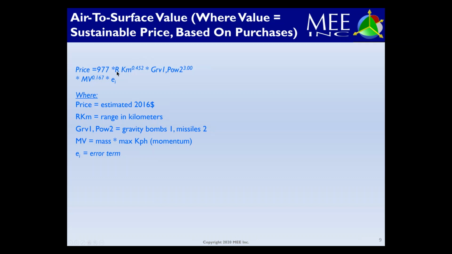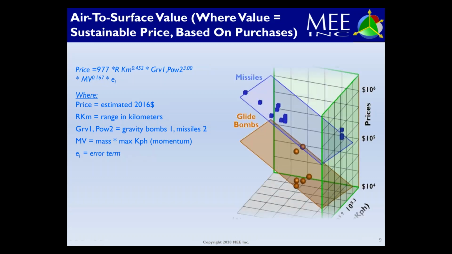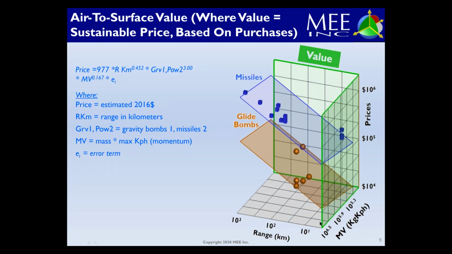It's basically 2 to the third. That's a multiplier of 8, and then a momentum term, mass times velocity times an air term. And then how that appears is like this: we have the price. There's a constant here, and then there's a range term. So we have some of these glide bombs that only go a few kilometers, and then we have missiles that go 1,000 kilometers. And then they have this momentum term, mass times velocity here.